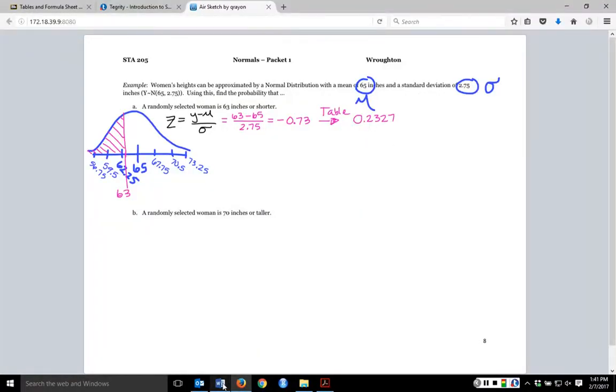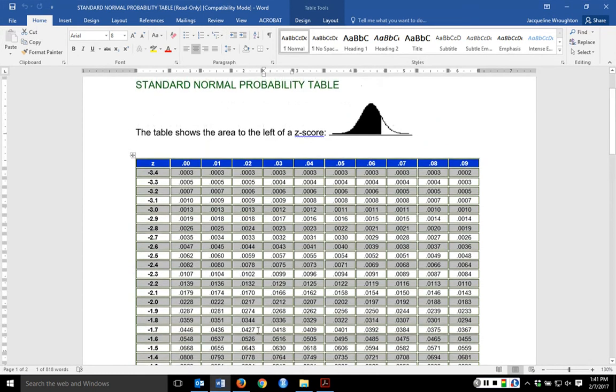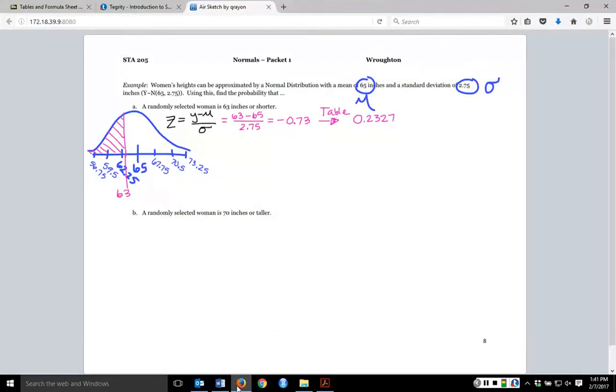Now where that picture is helpful for us, that number I just found, this 0.2327, is whatever is left of the z-score. So if I wanted to put that then on my picture, that is telling me that this area here is 0.2327. And that's actually exactly what I wanted, right? I wanted to find this shaded area. So that actually is going to be my answer. My probability is 0.2327.